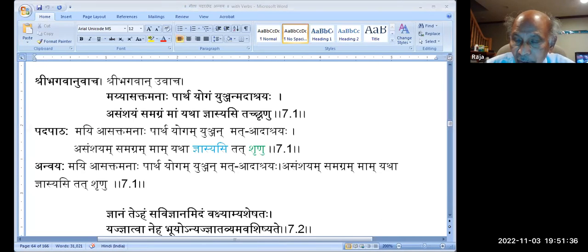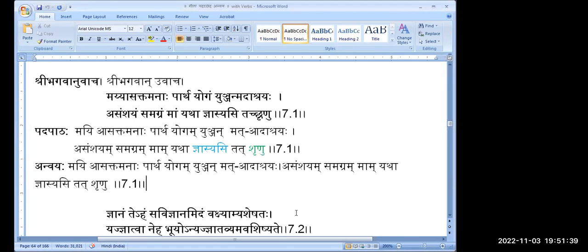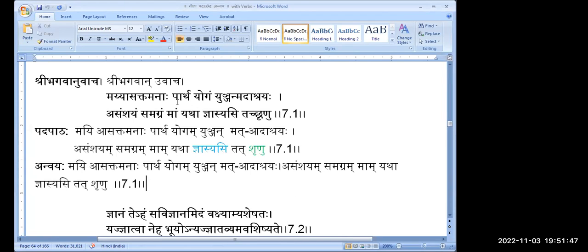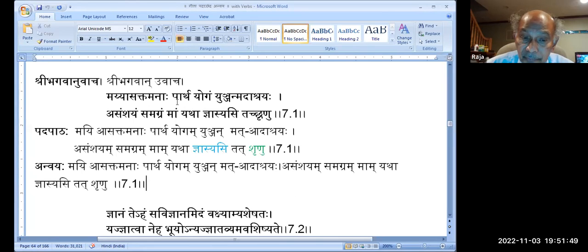Once you get this sloka, you should be able to put this back as Maya Sakta Mana Parda. I think this only deals with vowel sandhis. Rest of them, when two consonants are in contact, you should know that gives a conjunct consonant.